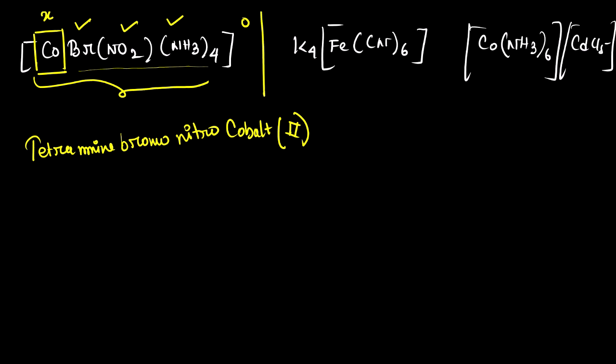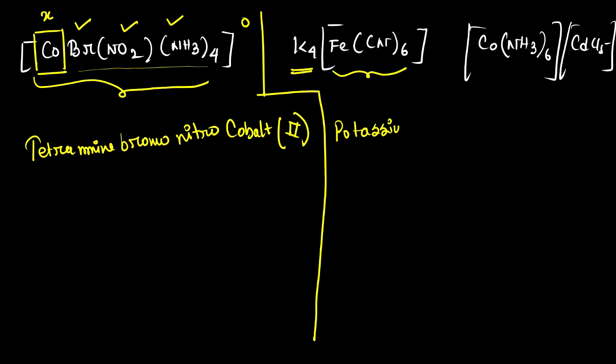Now going for the next, K4[Fe(CN)6]. As you can see, this one is the coordination sphere, this one is the ionization sphere. And the ionization sphere is positive here. We will write the positive first, that one is potassium. Then we will give one space. After that we will write the coordination sphere. In the coordination sphere we are having cyanide as ligand, iron as metal, the central metal atom.